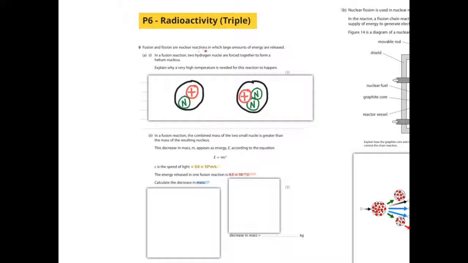Fusion and fission are nuclear reactions in which large amounts of energy are released. In the fusion reaction, two hydrogen nuclei are forced together to form a helium nucleus. Explain why a very high temperature is needed for this reaction to happen.